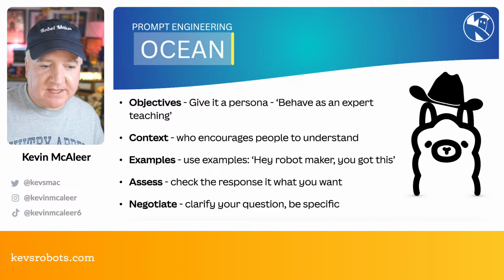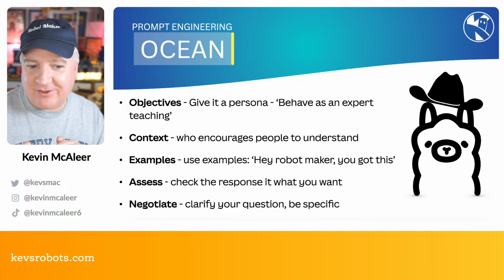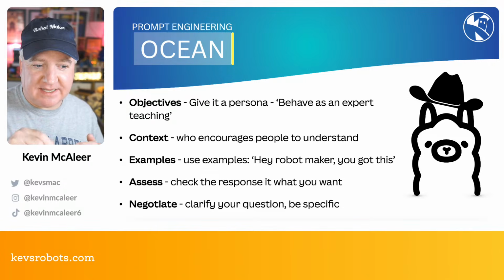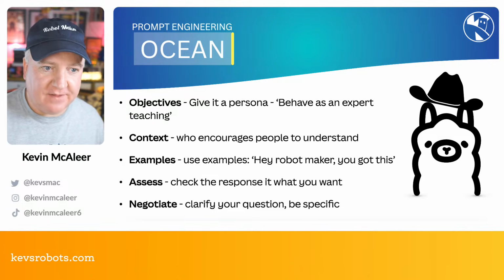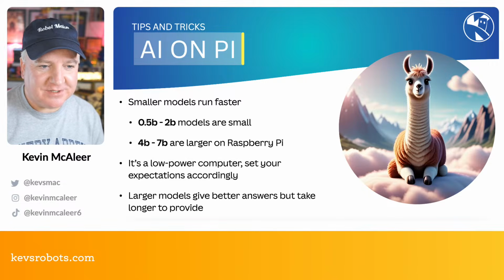And then on the assess, you can see there, check the responses that you want it to have. So this is the usual cycle. You type something in, it's not quite got it right. You then negotiate, you clarify the question, be as specific as possible to get the actual output you need. So that assess and negotiate is quite iterative. But yeah, I thought OCEAN, that's quite a nice thing to take away from that course.